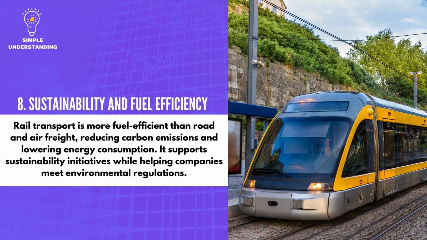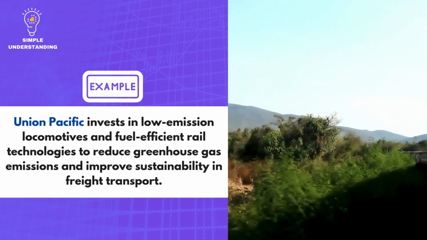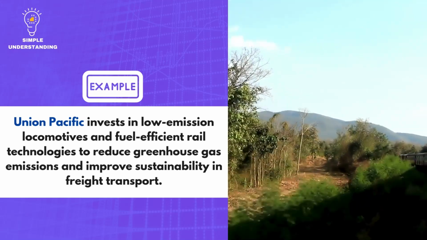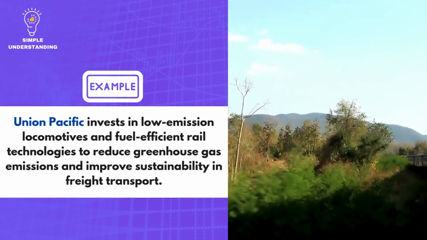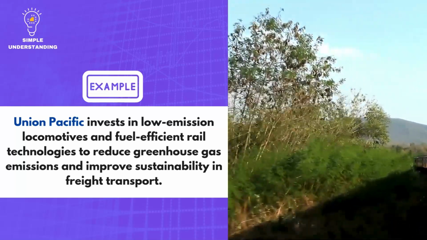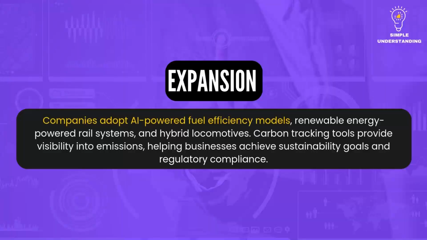Explanation. Rail transport is more fuel efficient than road and air freight, reducing carbon emissions and lowering energy consumption. It supports sustainability initiatives while helping companies meet environmental regulations. Real company example. Union Pacific invests in low-emission locomotives and fuel-efficient rail technologies to reduce greenhouse gas emissions and improve sustainability in freight transport. Expansion.